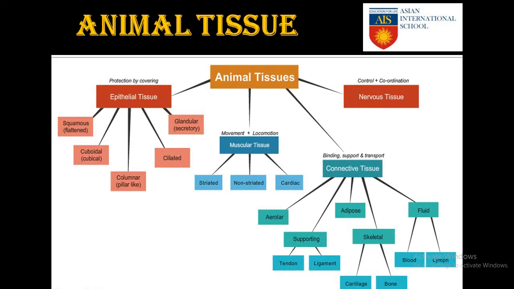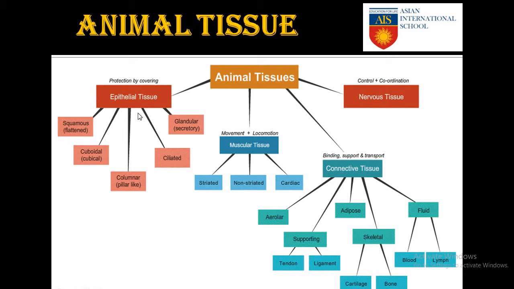Animal tissue is broadly divided into four types of tissue: epithelial tissue, muscular tissue, connective tissue and nervous tissue. Epithelial tissue is responsible for protection. It gives us protection by covering. Muscular tissue is responsible for movement and locomotion. Connective tissue is responsible for binding, support and transport. And nervous tissue is responsible for control and coordination.